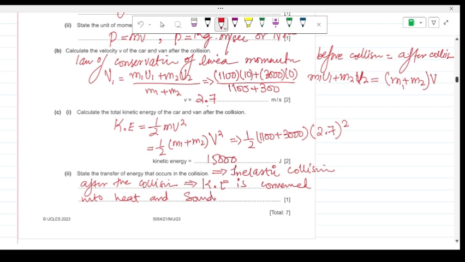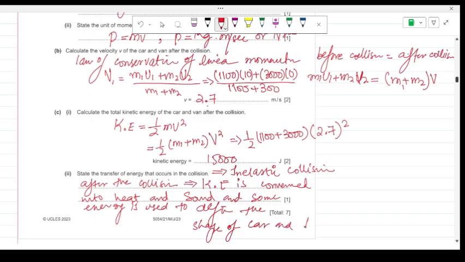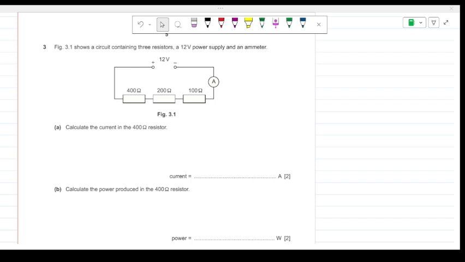That is, after the impact, the kinetic energy of the objects converts into thermal energy, and the sound. The thermal energy can be written as the heat, and some energy is used to deform the shape of the car and the van. So moving on to the next question. Moving on to question number 3.